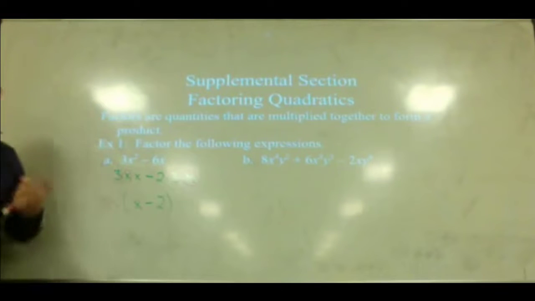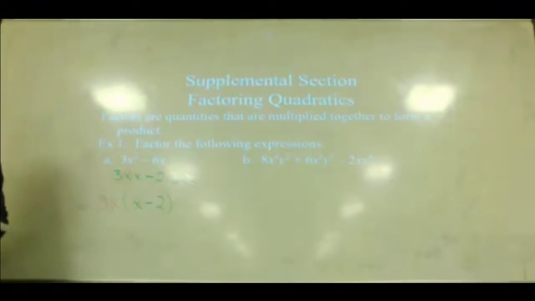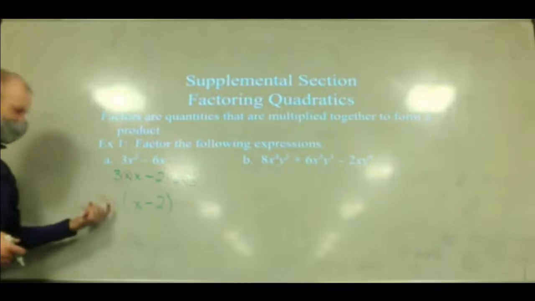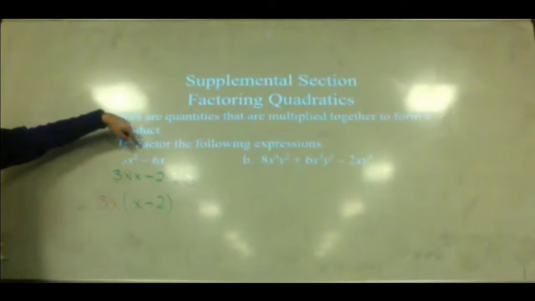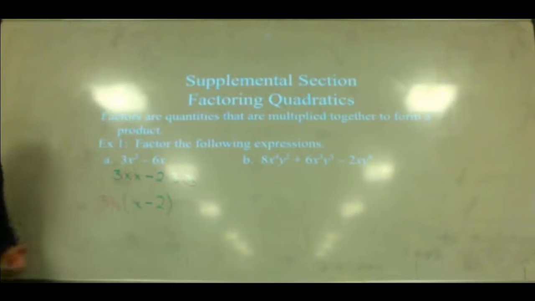And so that is factoring out a greatest common factor. So now we know this thing times this thing equals this original piece. So these are the factors.